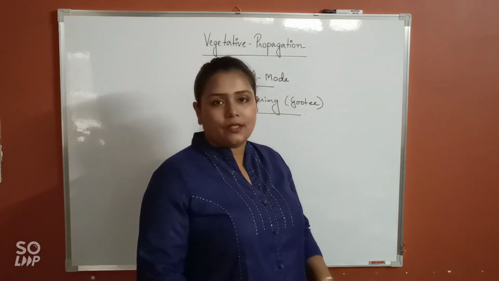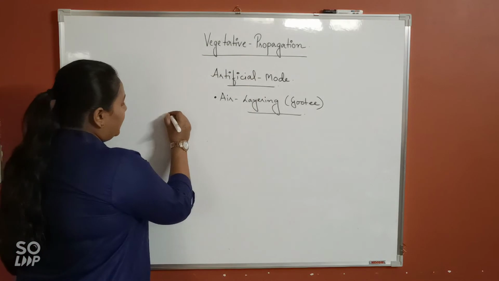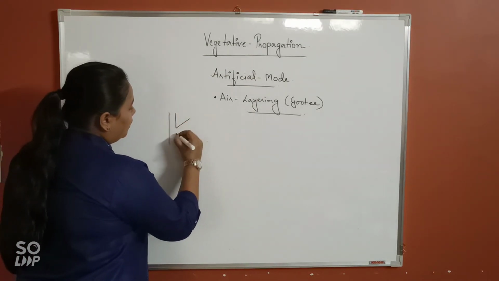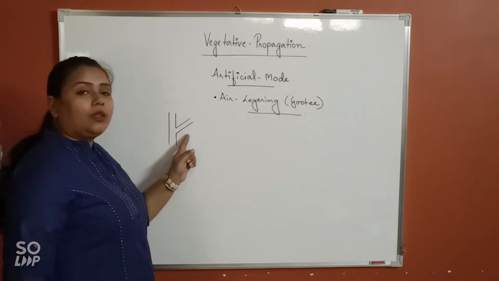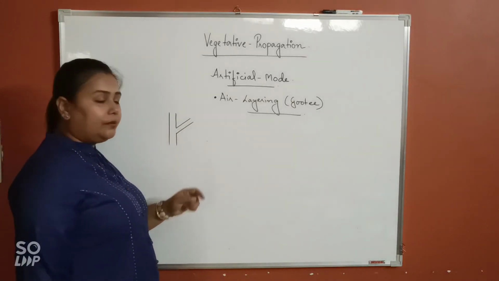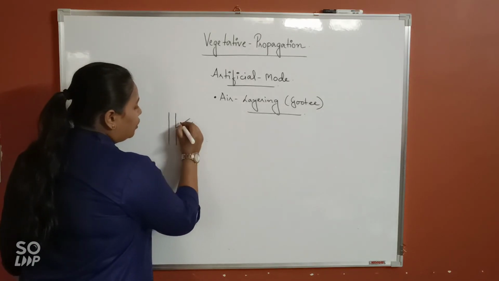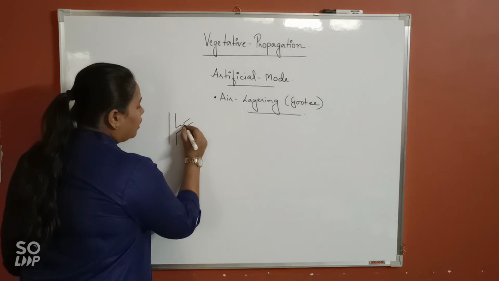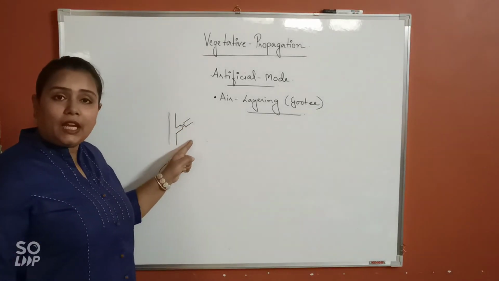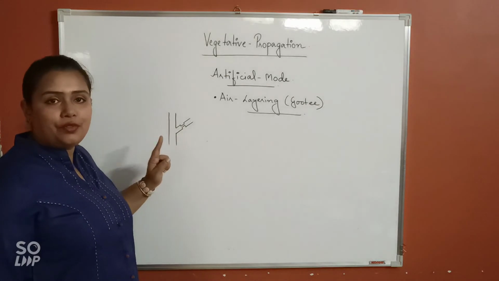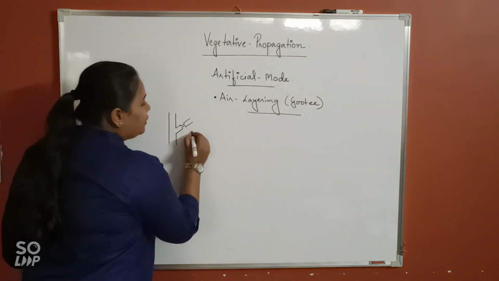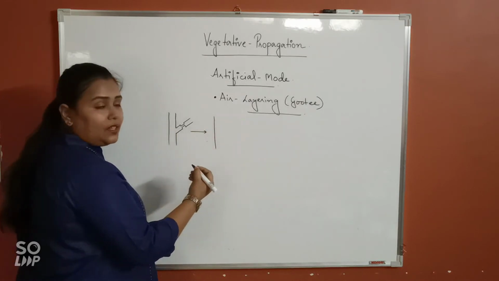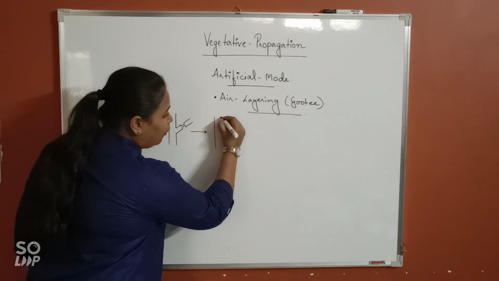So let's see how it is done. Say this is a branch of the tree from which a ring from its bark will be removed. Alright? As the ring from the bark is removed, that means this branch has been injured, isn't it? Or a wound has been formed.